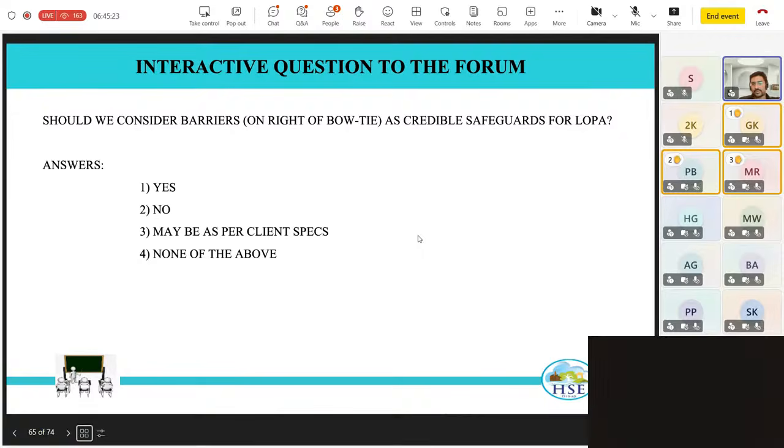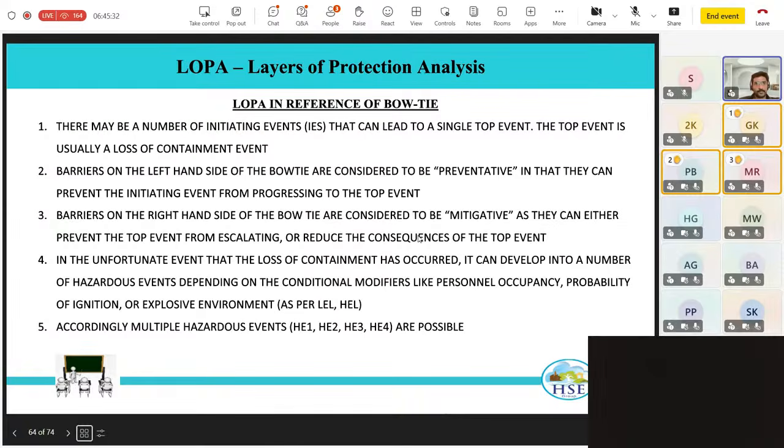Okay, now with most of the team on call, I think we will proceed to the simple flow sheet for how you conduct a LOPA. Okay.